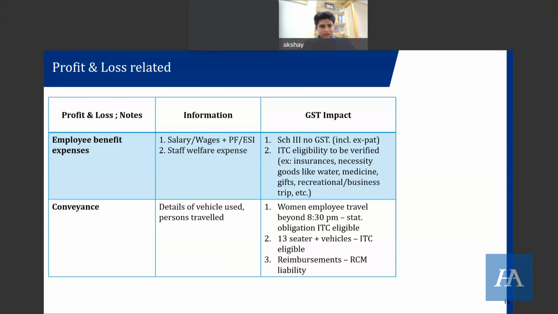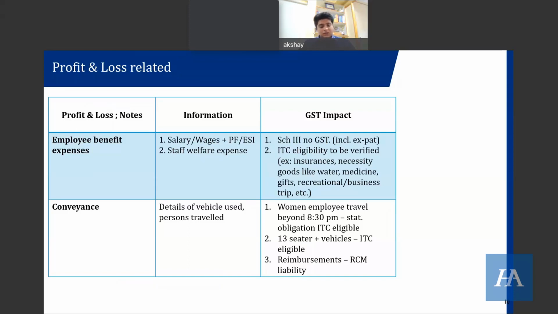Coming to the conveyance, details of the vehicles which I use and the persons who have traveled would be very important. Because if I am using a vehicle for transporting my director, then that credit may not be eligible. But if I have used it to transport women employees beyond 8:30 p.m., it is a statutory obligation and the credit can be said to be eligible.